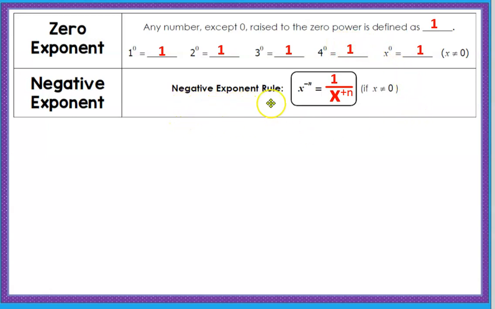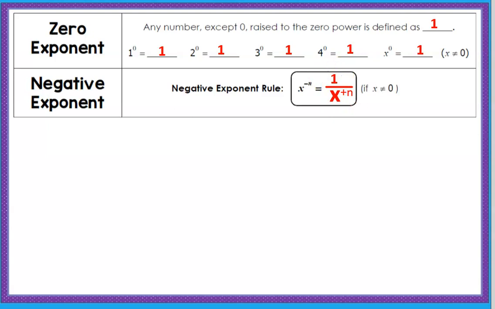Let's review the negative exponent rule, and that is any item that is being raised to a negative power can be made positive. That's what this plus n means right here. That positive n means that the power will become positive once you take the reciprocal of the item.